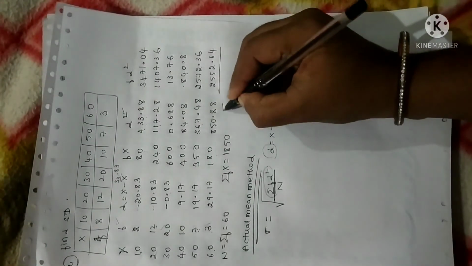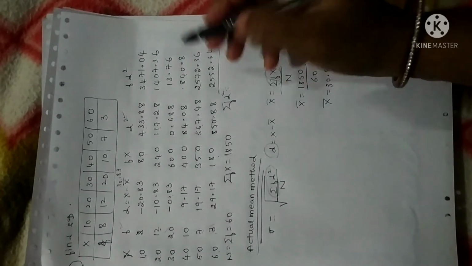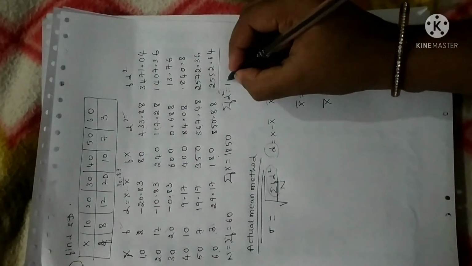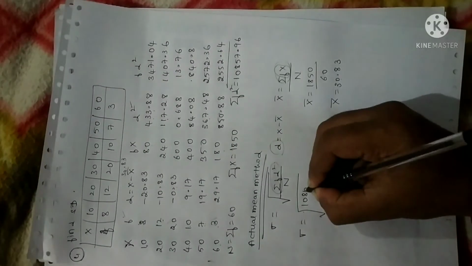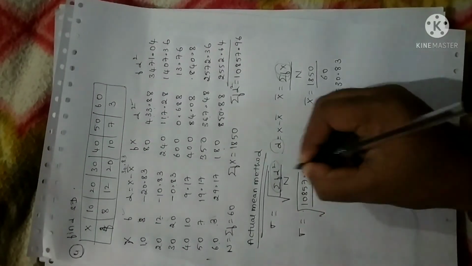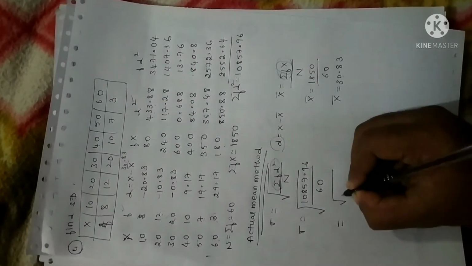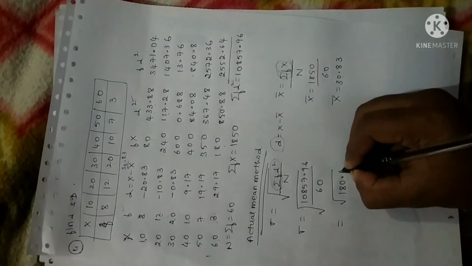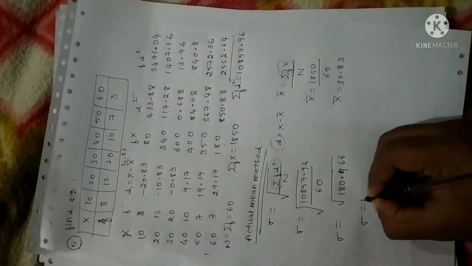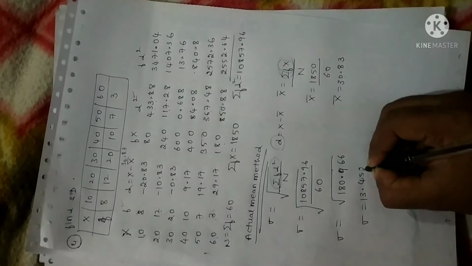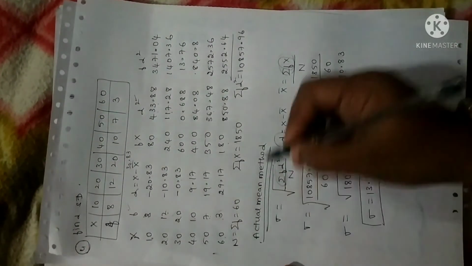So I have to add all these values. So let me find sigma f d square. In the sense I have to add all these values. So if you add all these values, you will get 10857.96 divided by n is 60. So when you divide, you will get square root of 180.966. So square root of this value will be 13.4523. So this is the required standard deviation we obtained from actual mean method.